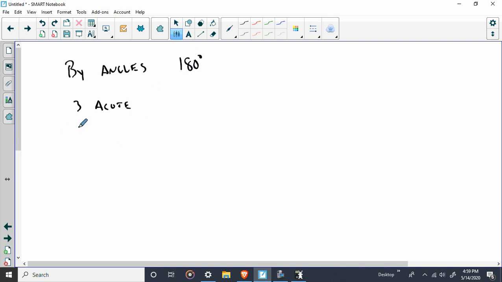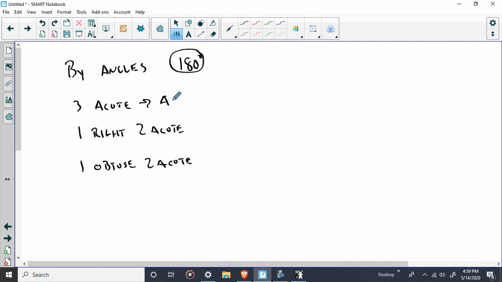You can have one right and two acute, or you can have one obtuse and two acute. We'll get into the logistics of this later, but it's important to remember these are your three options. So if you have three acute angles, we call that an acute triangle.